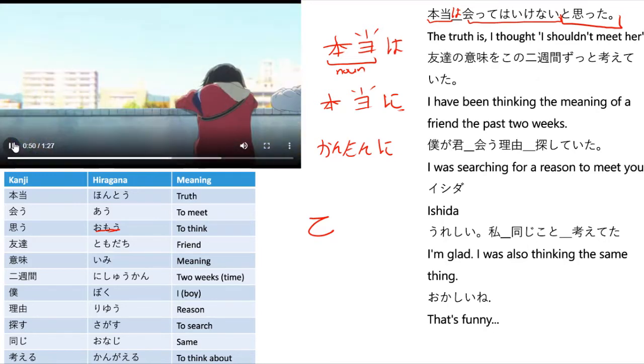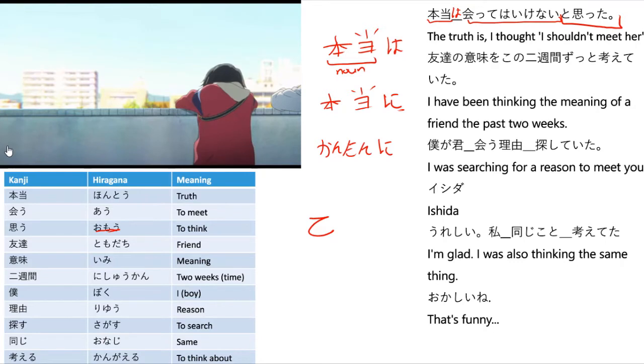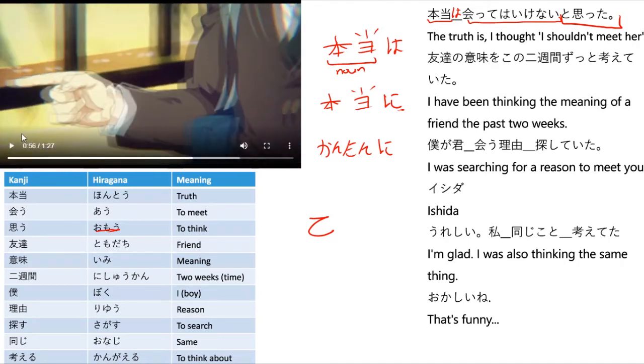友達の意味をこの2週間ずっと考えていた。Okay, so I could have followed it along, but I didn't. Let me see if I can follow it along with the text. I'll point the mouse to the text. 友達の意味をこの2週間ずっと考えていた。僕が。So you can see that Yuzuru, that's her name, translates it as 考えていた, which comes from 考えている. And in this case, we've got the iru in the past progressive. I can't say it right.